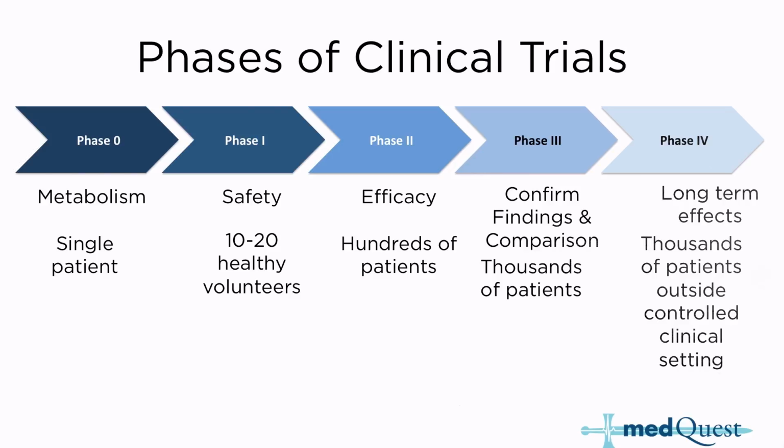Phase 3 is conducted to confirm the findings of safety and efficacy and additionally compare them to a control group. So now phase 3 is really when we get into the randomized clinical trial world of pharmaceuticals. This is performed on thousands of patients. That leaves us with phase 4, which looks at the long-term effects of drugs. And again, thousands and thousands of patients, but now taking them outside of a controlled clinical setting, and that typically consists of ongoing monitoring of safety and efficacy of a drug.